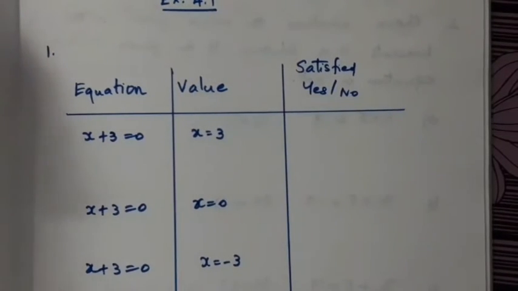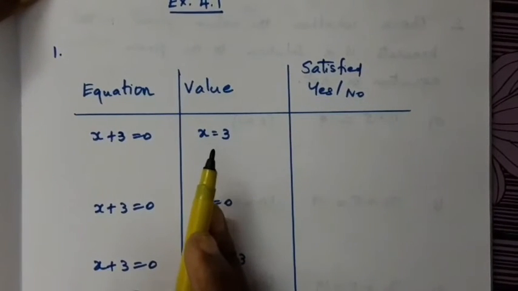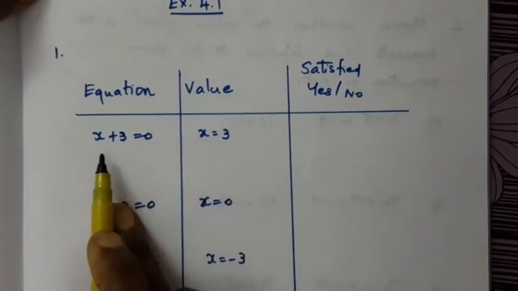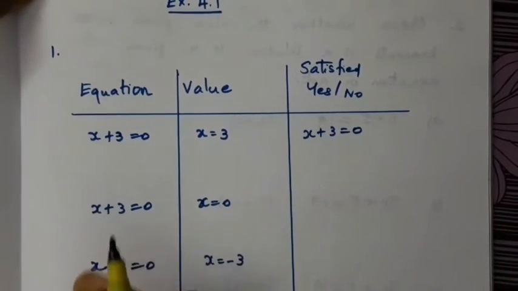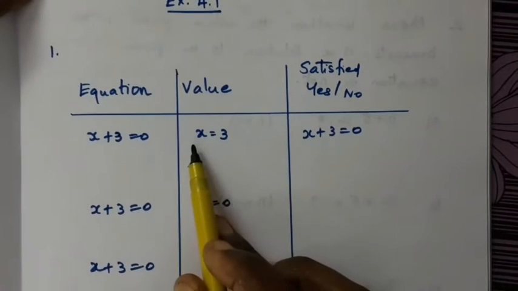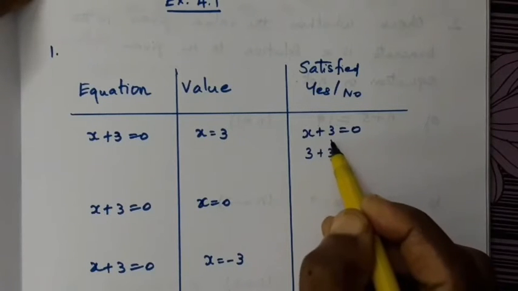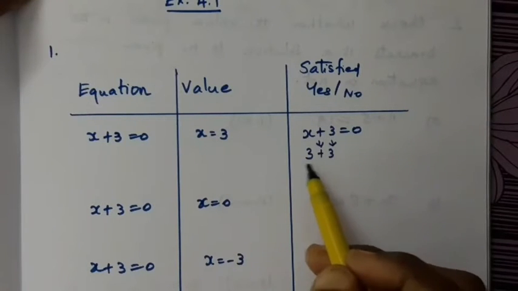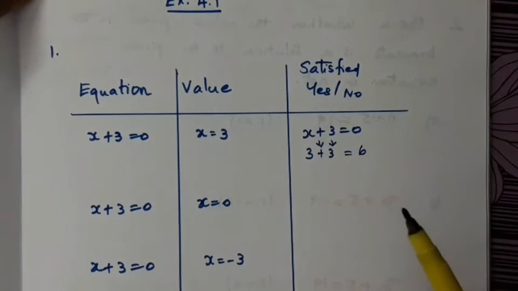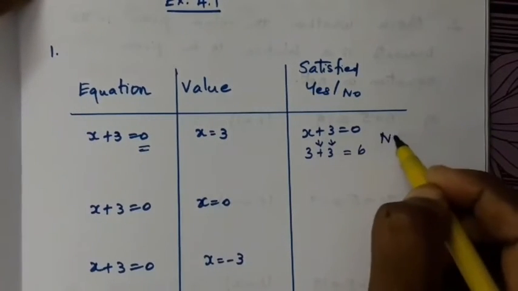You have to say whether this equation is satisfied or not. The first equation is x plus 3 equal to 0, and they have given the value x equal to 3. What you should do is substitute the given value in this equation. x plus 3 is 0. This is the equation. And what is x given? X is 3. So instead of this x, you write 3 plus 3. Instead of x, write 3. So 3 plus 3 is 6. But here they have given x plus 3 is 0 on the right hand side. So this equation is not satisfied.